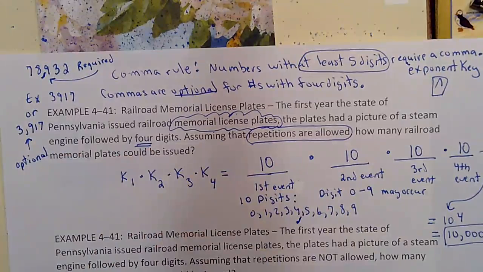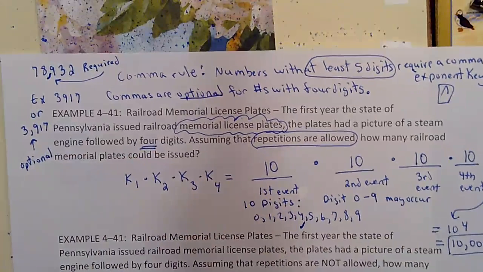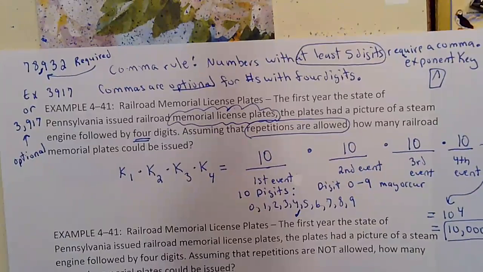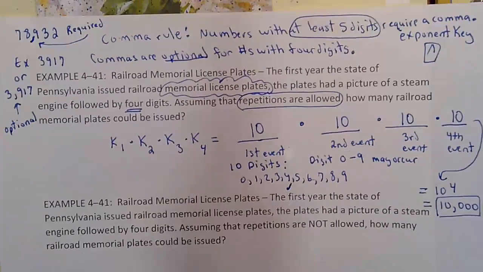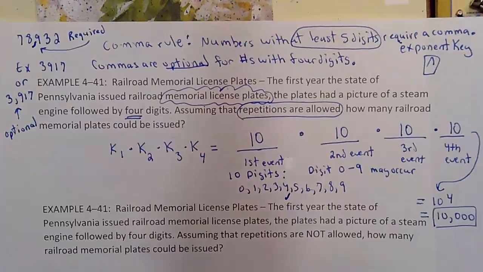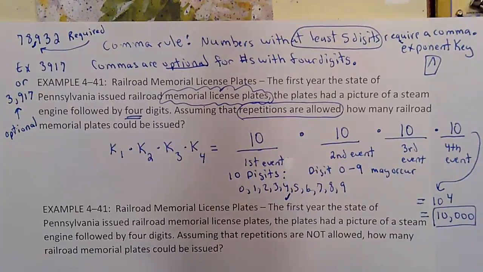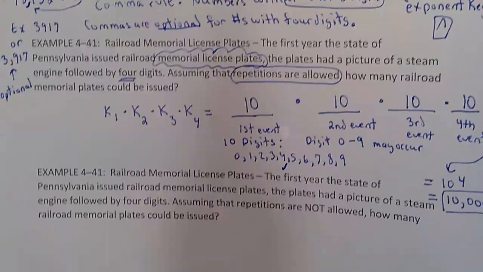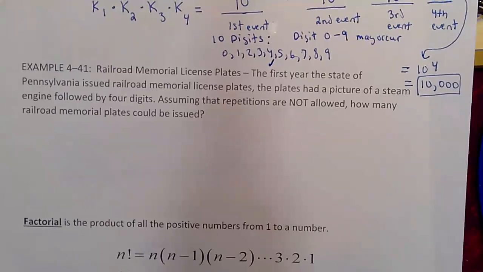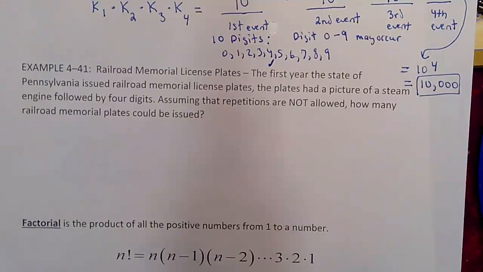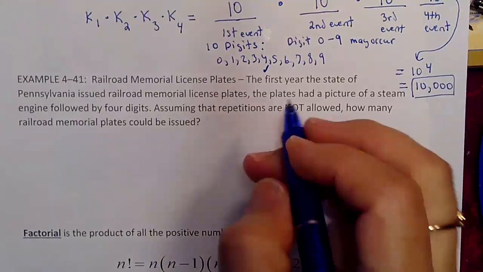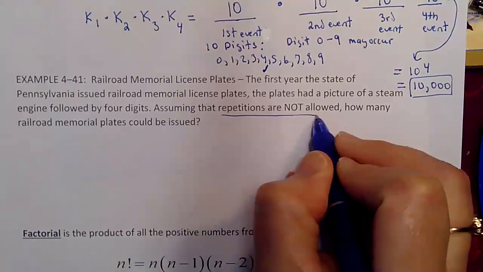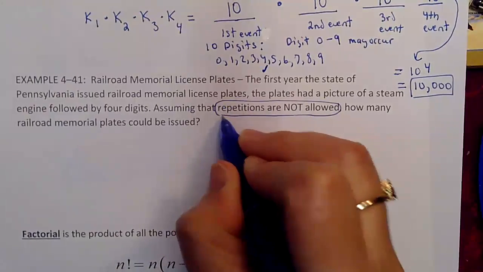All right. Okay, now let's go to the next example. If you're still writing, pause the video, and then you can start it again. I'm going to move this up to the next example. Now, this example almost looks identical, except it's saying that repetitions are not going to be allowed this time.